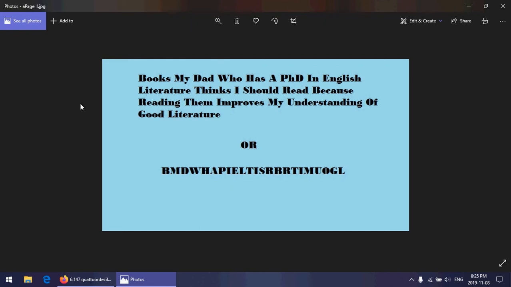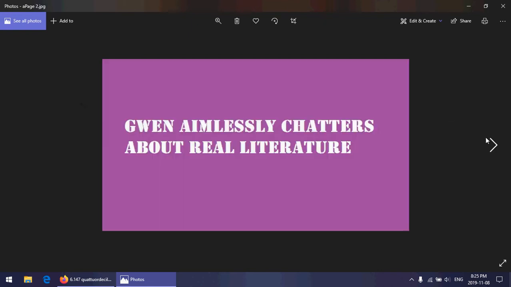Books My Dad, who's a PhD in English literature, thinks I should read because reading them improves my understanding of good literature, also known as Gwen aimlessly chatters about real literature or desperately tries not to sneeze while she's talking.